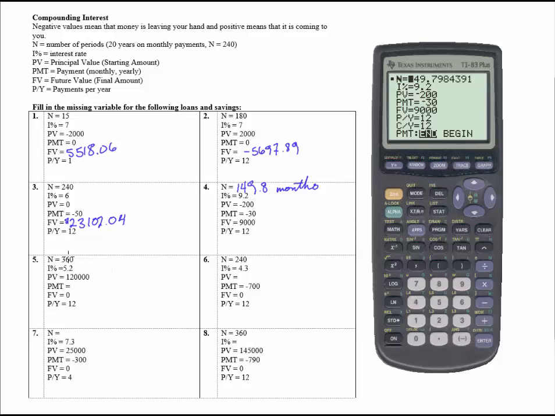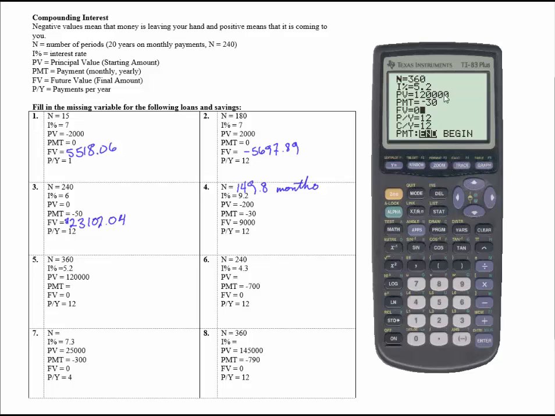All right, number 5. We have 360, that's 30 years at a 5.2% interest rate. The principal value is 120,000. Good heavens, who would take out a loan for 120,000? Oh, this looks like a 30-year mortgage. The payment, we don't know what the payment is. The final value is 0.